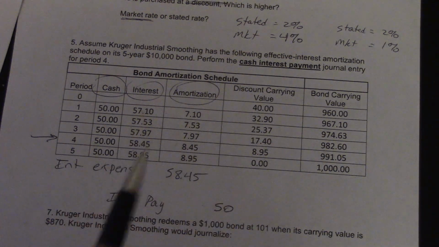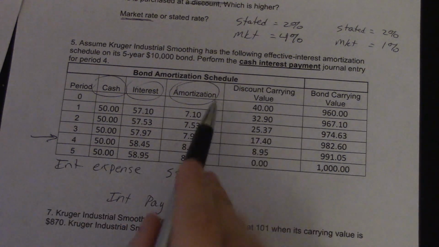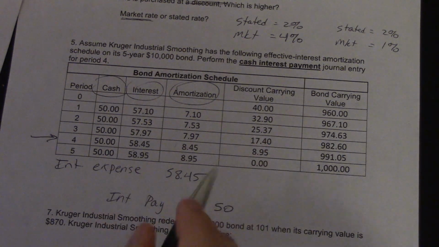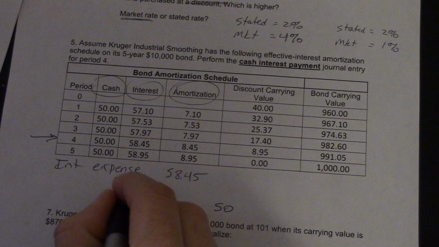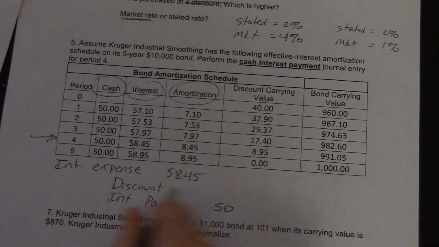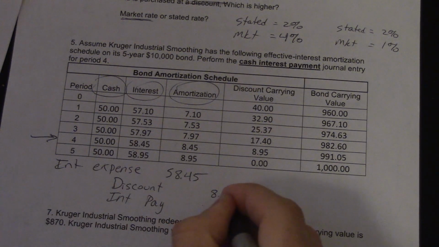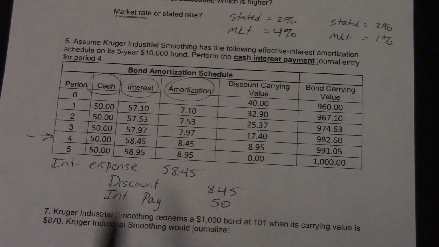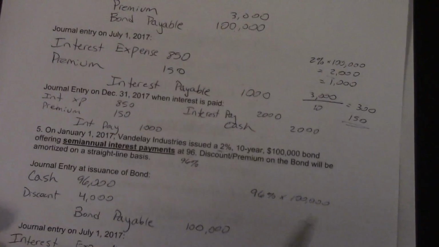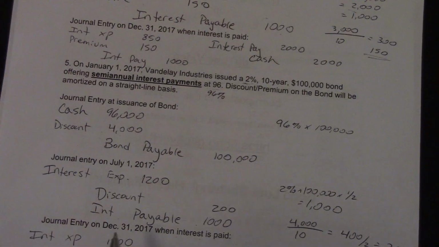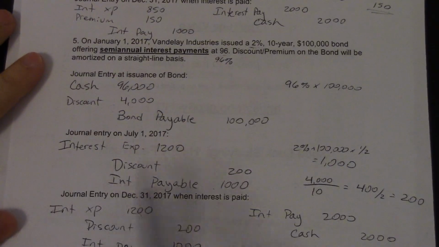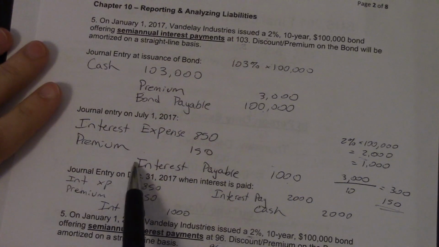Now, is this going to be a discount or a premium? And we can look here. It's talking about a discount. So whenever we amortize a discount, we credit the discount for $8.45. And our journal entry balances. This journal entry, you should be familiar with or recognize it. It's the same journal entry that we recorded in the previous two problems here.